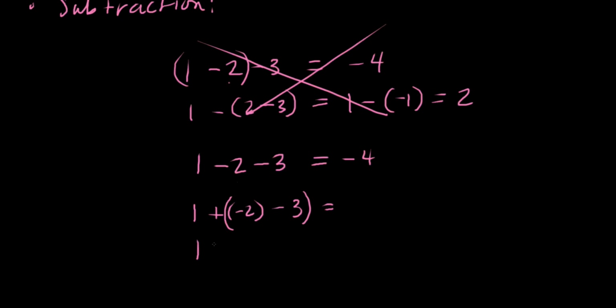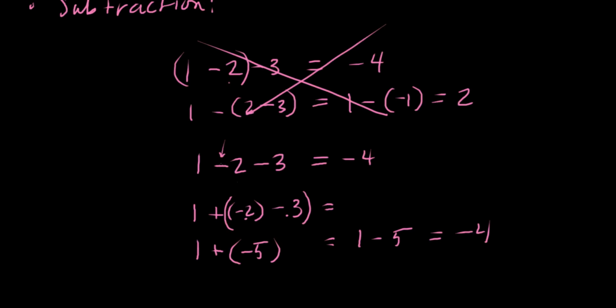Well, here we get 1 plus, and then we have -2 minus 3, which is -5. And so we get that 1 plus -5 is the same thing as saying 1 minus 5, and it's equal to -4. Okay, we got the same answer. So directly, you can't use the associative property with subtraction, but if you account for the sign in front of the number you're choosing to group, then it does work.